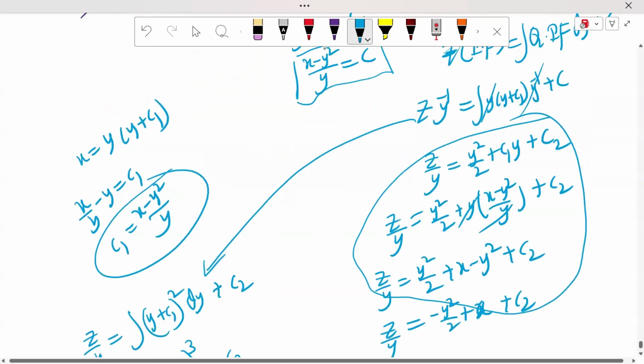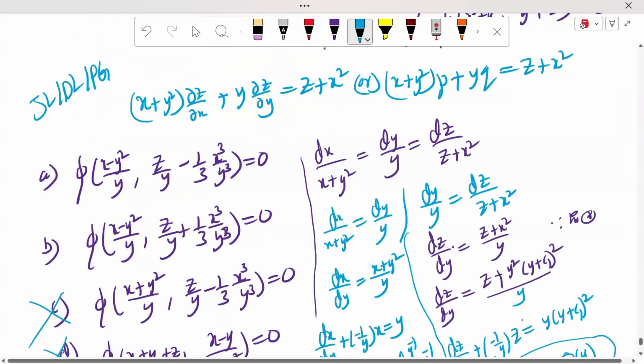Where is the second solution, sir? That is the second solution in option A. So option A is the right answer. Is it clear, sir? Any doubt on this problem? Any doubt, sir, according to this problem?